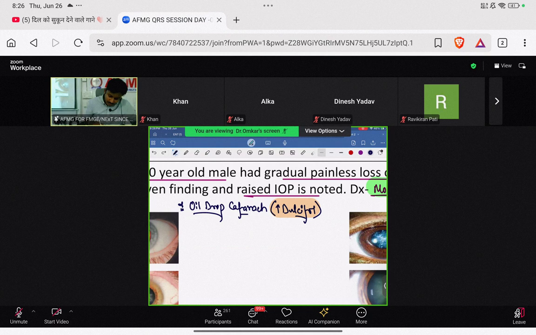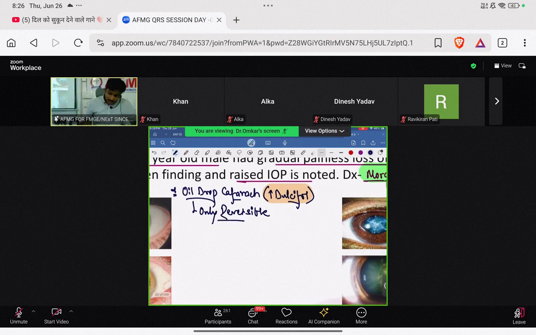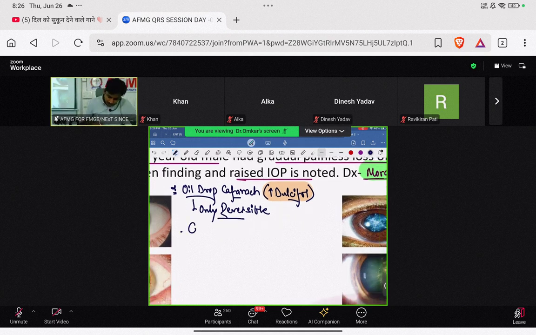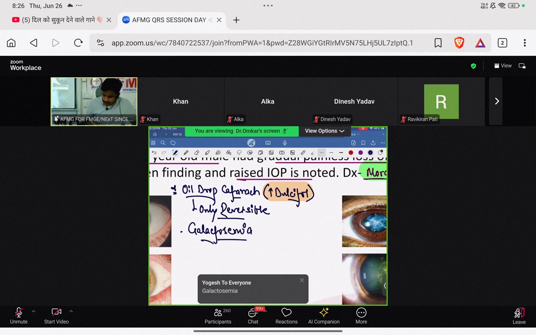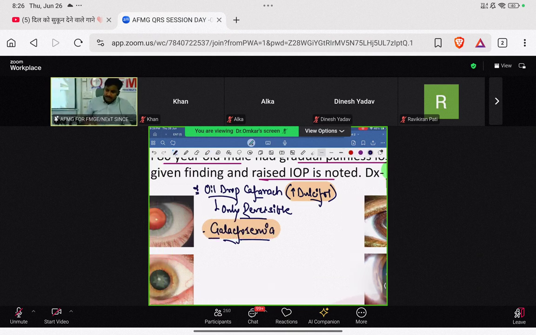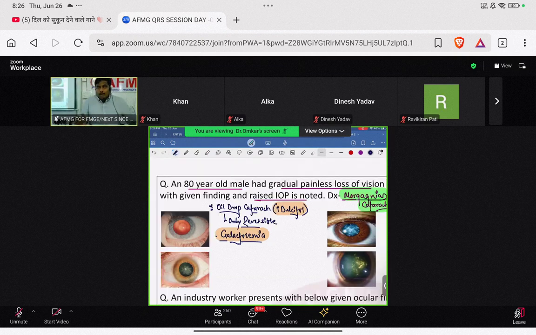It is the only reversible cataract. So we know the only reversible cataract is oil drop cataract. All other cataracts are irreversible. Important is oil drop cataract is only seen in patients of galactosemia. Whenever the enzymes required for galactose metabolism are absent, in that condition the patient is going to have a galactosemic, that is oil drop cataract. It is seen in both major as well as minor galactosemia. Major galactosemia is due to deficiency of GALT, called galactose 1 phosphate uridyl transferase. Minor galactosemia is due to deficiency of galactokinase.